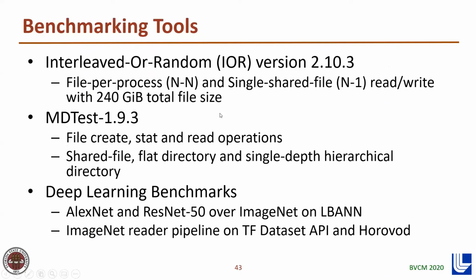So for the benchmarking tools, we used Interleaved-Or-Random, or IOR. That is a very well-known IO benchmarking tool, and we used version 2.10.3 of IOR. For generic IO tests on the parallel file system instance, we generated file-per-process and single-shared-file read-write workloads with 240 gigabytes total file size in both cases.